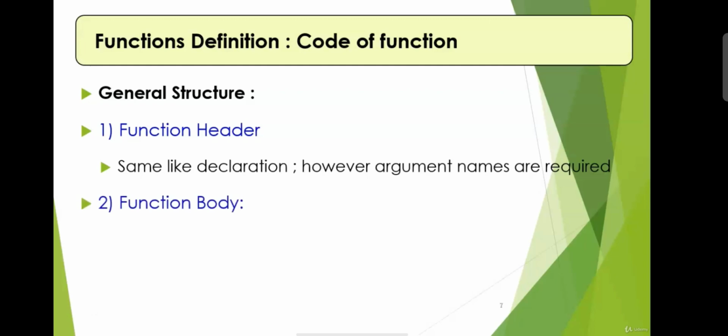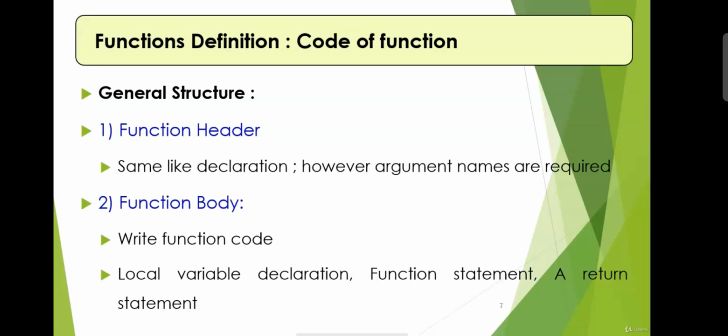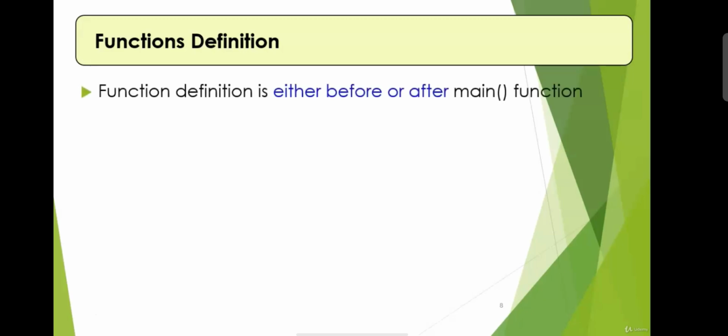The second part of the function definition is the function body. Here we write the code of the function. The function body contains various parts like local variable declaration, function statements, and a return statement. Let's discuss function definition in more detail. We can provide the function definition either before the main function or after the main function.